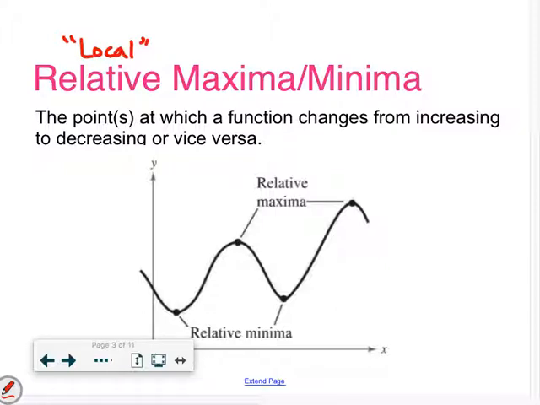Local or relative means it's a maximum relative to the rest of the graph near it. So when we look at this point right here, relative to the points around it, it is a maximum point because it's turning directions. There can be multiple maximum points, and maxima is the plural for maximums. So that's what we mean by the phrase relative.